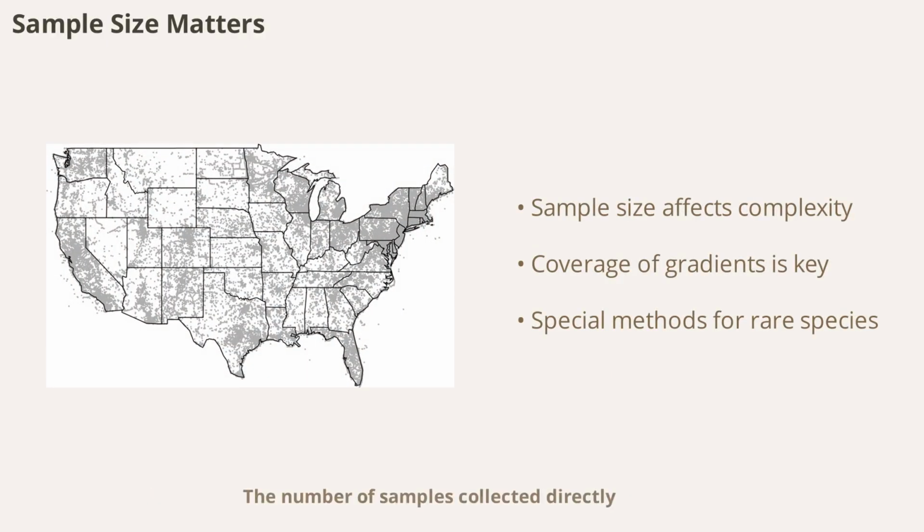The number of samples collected directly affects the complexity and reliability of SDMs. Larger sample sizes allow for more detailed modeling of species responses to environmental gradients, while small samples may only capture the strongest trends. Ensuring that samples cover the full range of environmental and geographic gradients is essential for unbiased and representative models. When working with rare species or limited data, special statistical approaches may be needed.